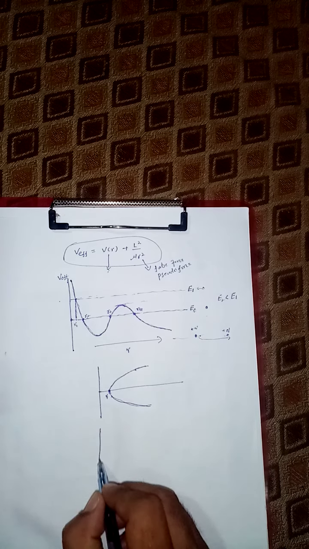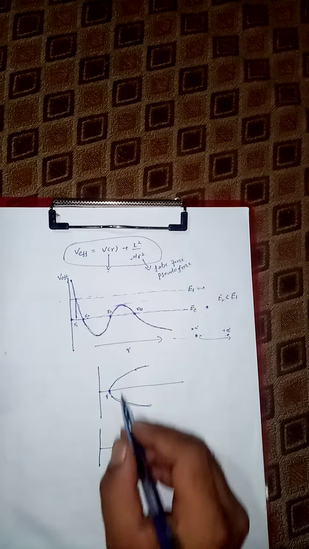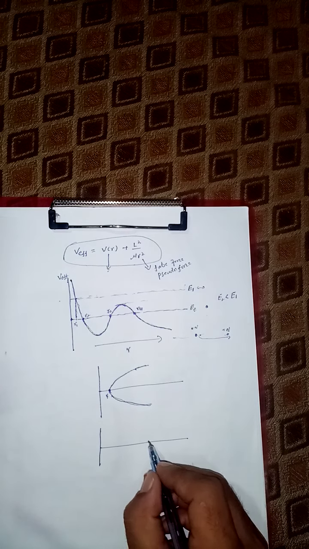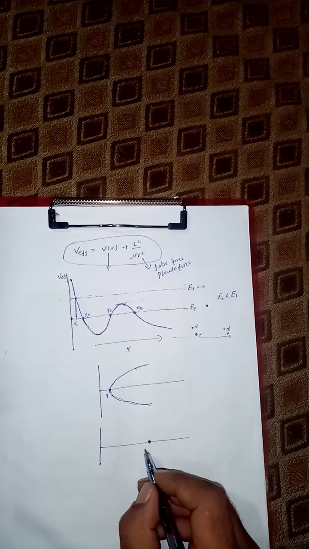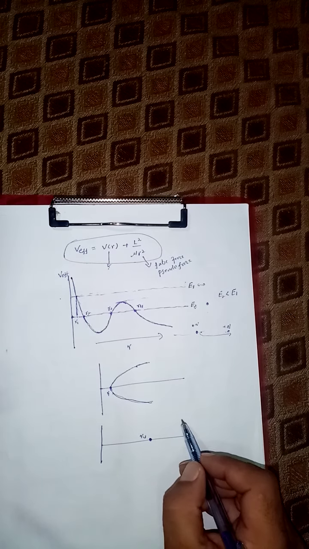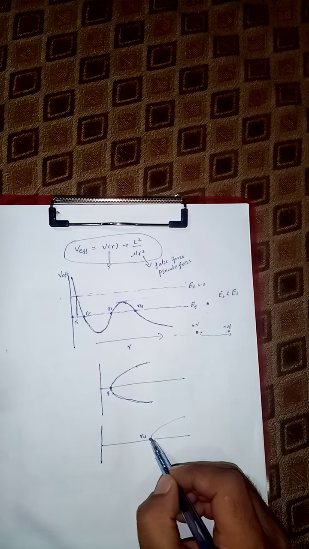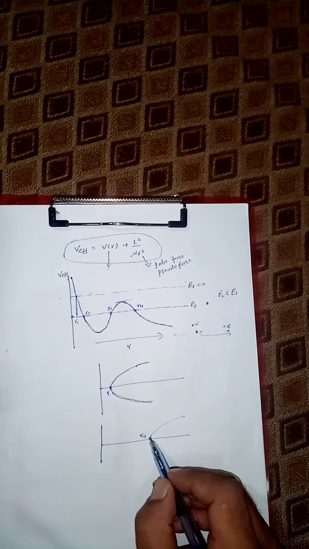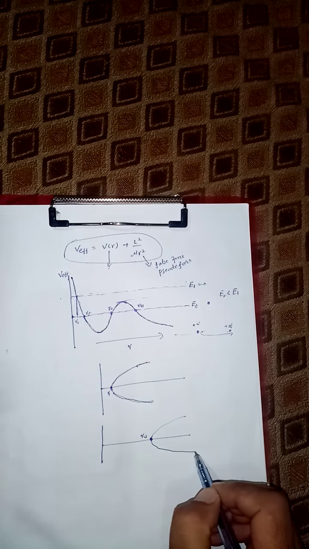So we have the same situation that we discussed for E1, but in this case the distance is R4, which is here. This is R4, which is bigger than R1. So the particle coming from infinity reaches this force field at R4 and then moves back to infinity.